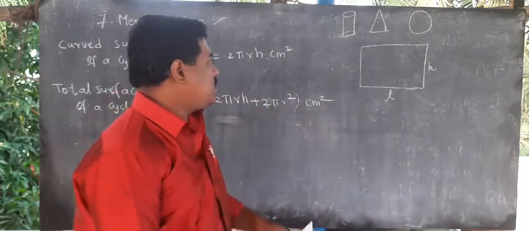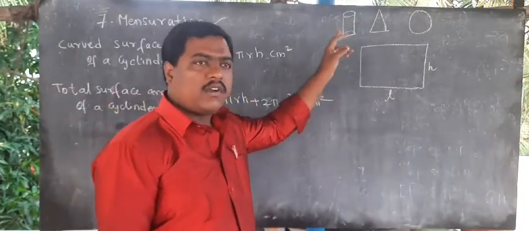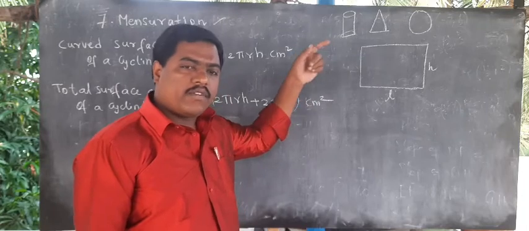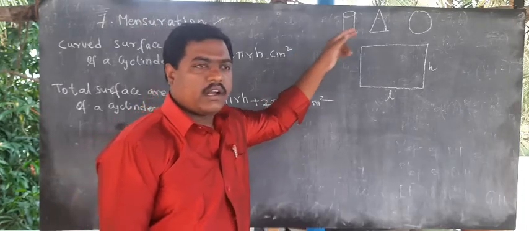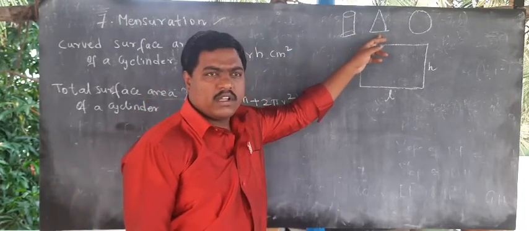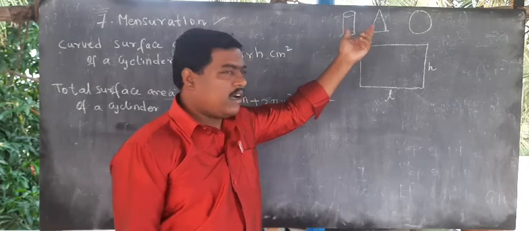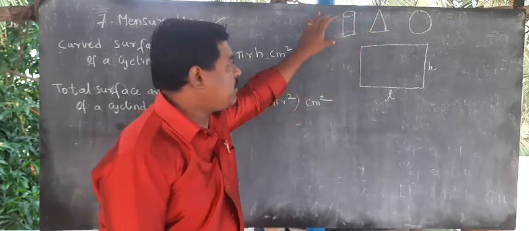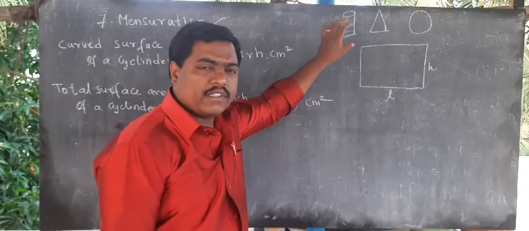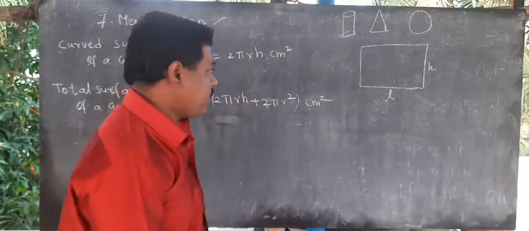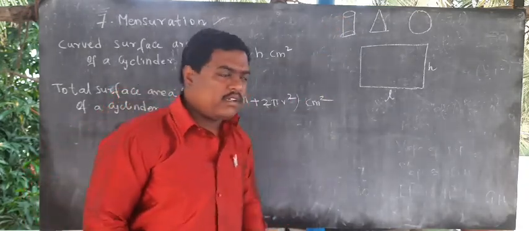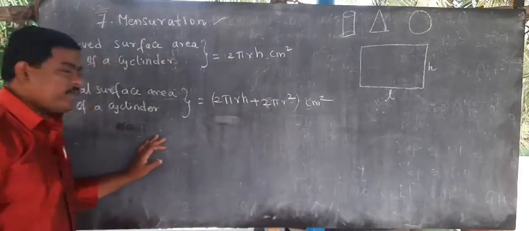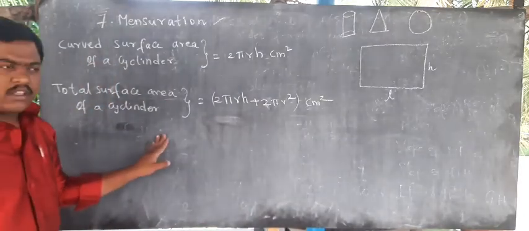In each heading, we have the hollow cylinder, volume of the cylinder, and here also volume of the cone, and TSA, CSA: curved surface area of a cylinder, total surface area of a cylinder. So many headings we have. Today we are going to discuss only the heading cylinder.